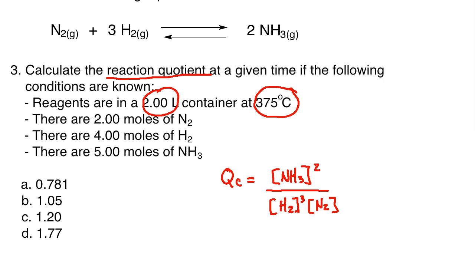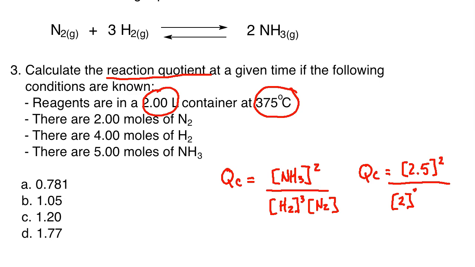But remember, we need to cut these in half, and that's because of the volume being 2. So when you get ready to set this up, if the NH3 is 5 moles, then that would make it 2.5. It would be 2.5 squared. And then the hydrogen gas would be 2 because it's really 4 when we're looking at it. So this would just be 2.